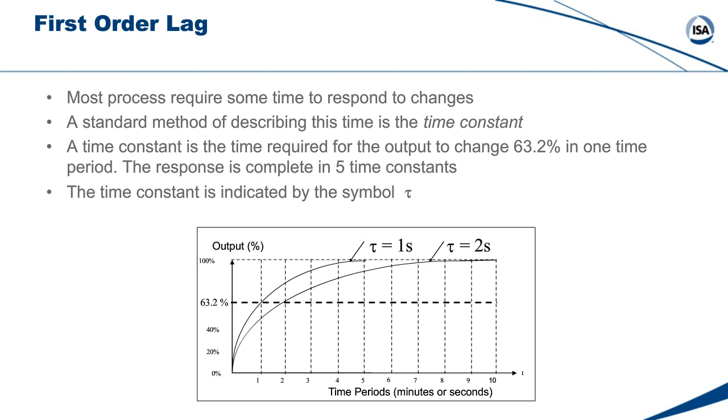In this diagram, we see that one process, the one on the left, reaches 63.2% of its new steady state within one time unit, whether that's in minutes, seconds, or whatever it happens to be. And the other process reaches 63.2% of its new steady state in 2 time units. Therefore, we can say that process 1 is faster to respond to the process bump of 10% than was process number 2.